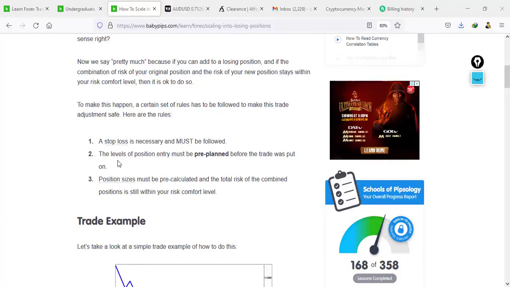It can happen in the following way. Okay, before you do so, you must consider these rules. One, a stop loss is necessary and must be followed. Two, the levels of positions must be pre-planned. The levels of position entry must be pre-planned before the trade is put on in the first place. Then three, the position sizes must be pre-calculated, and the risk of the combined positions must still be within your risk comfort level. So once you take all these considerations into play, then you are good to go.